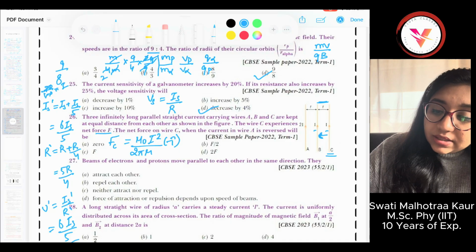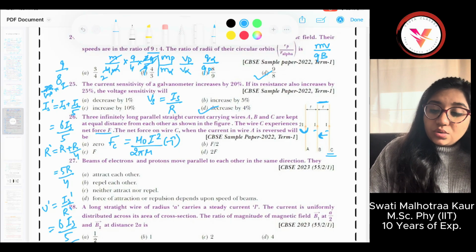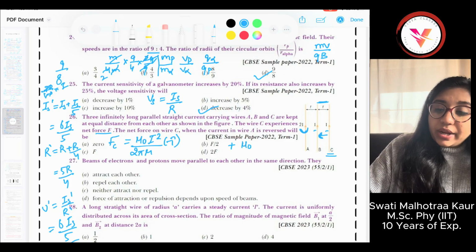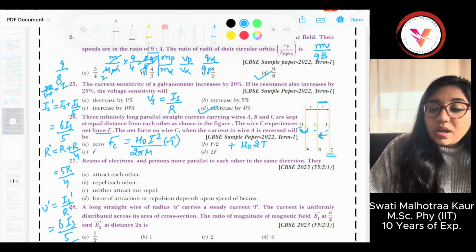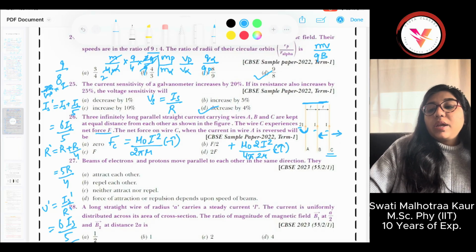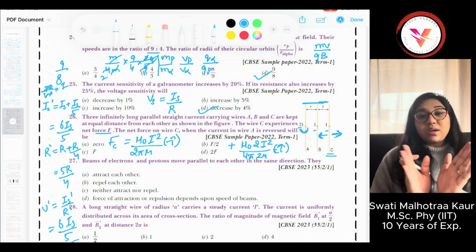Now the current in A is reversed. So the force will become mu naught 2I into I, that is 2I square, upon 4 pi. The distance is R plus R, 2R, and it's plus I cap, because here the force will be in the opposite direction, because anti-parallel currents repel each other.